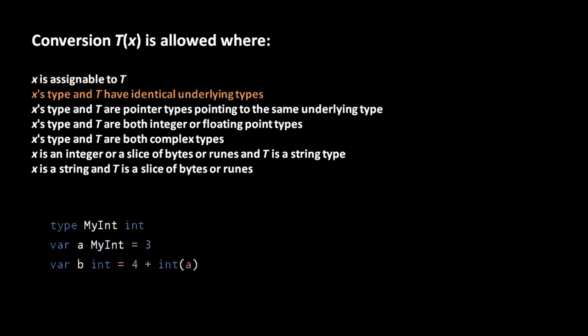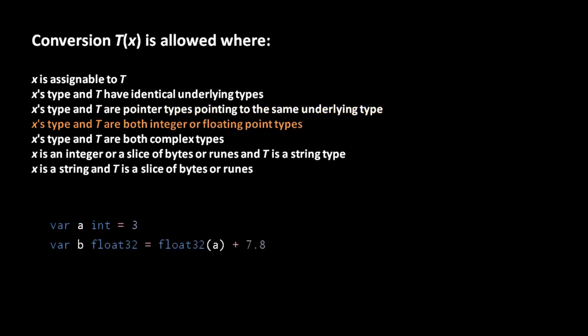Second, if value X and type T have the same underlying type, then we can convert X to T. This type myInt has the underlying type int, and so we can convert between myInts and ints. Third, if value X and type T are pointer types pointing to the same underlying type, then we can convert X to T. Here, we can convert a pointer to myInt into a pointer to int, because myInt and int are the same underlying type.